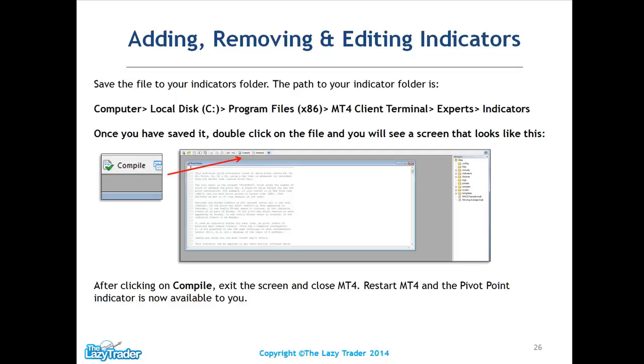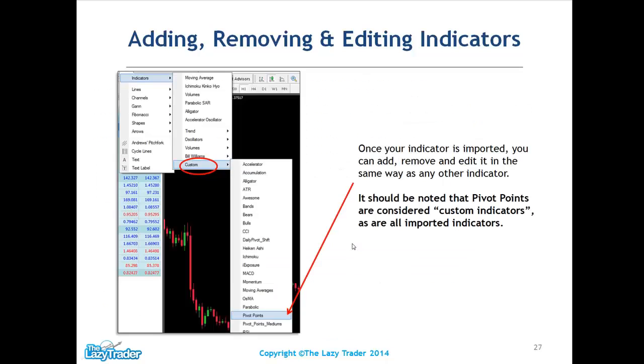Get the file from lazytrader.com, save it in your indicators folder, double click, compile, and start MetaTrader 4. And you can see here, once you started MetaTrader 4, that this pivot points indicator will now be found in the indicator section of your MetaTrader 4.